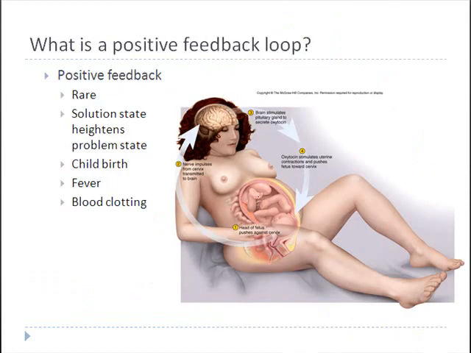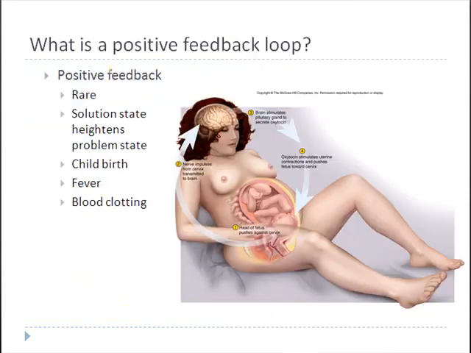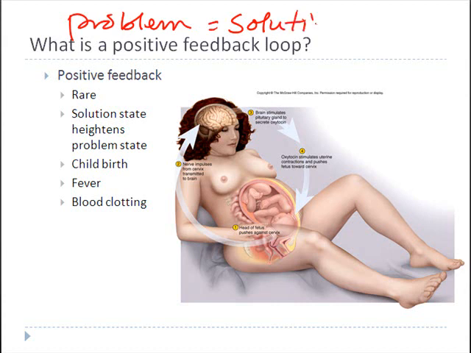Now there is one other type of feedback loop that we do encounter in physiology. It's a very rare one. We don't see it very often. Almost all feedback loops in the body are negative feedback loops like we saw here. Okay? But there are a small handful that are what are called positive feedback loops. These are very rare, and by definition, in a positive feedback loop, the problem state and the solution state are the same. They're not the opposite of one another, they are the same.